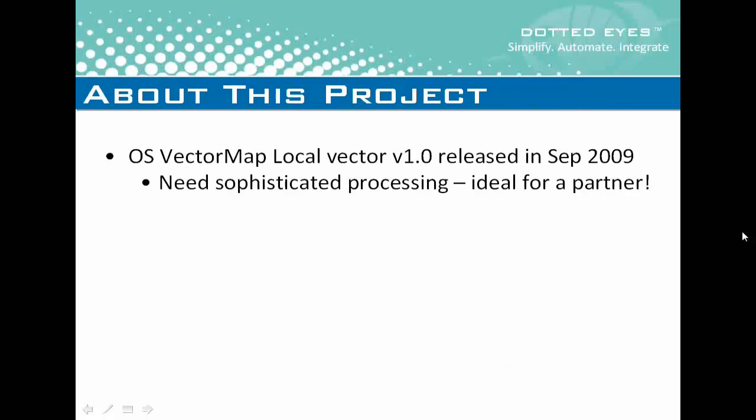So a few words first about this project. OS VectorMap Local is a vector dataset for which the first version was released by Ordnance Survey in Great Britain in September 2009. It needed really quite sophisticated processing to render it properly. Ideal really for a partner with technical skills like ourselves.